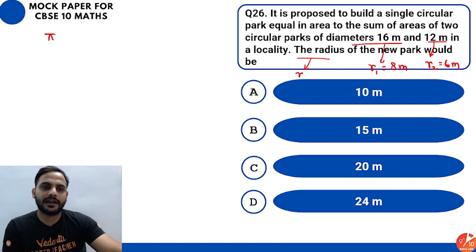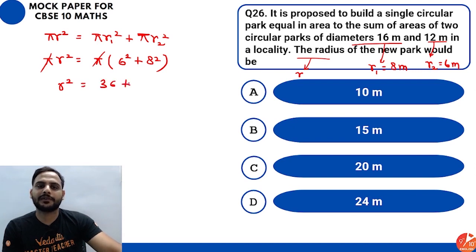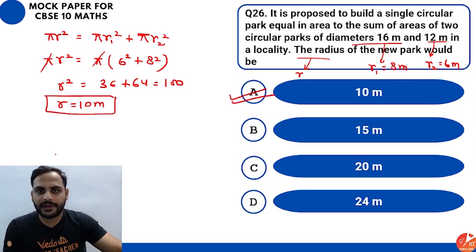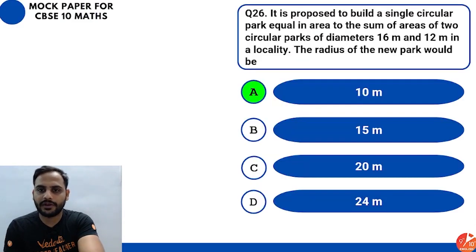We'll say pi r square is pi r1 square plus pi r2 square. Let's take pi common. r1 is 6 square, r2 is 8 square. Pi, pi got cancelled. r square is 36 plus 64, which is 100. So r will be equal to 10 meters. Option A will be your correct answer. Option A will be your correct answer.